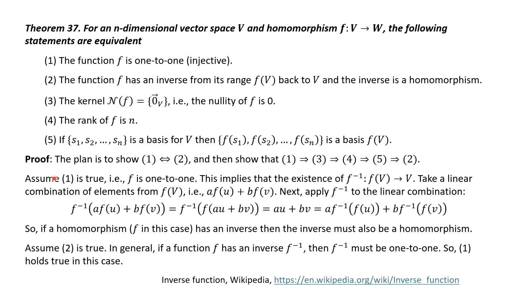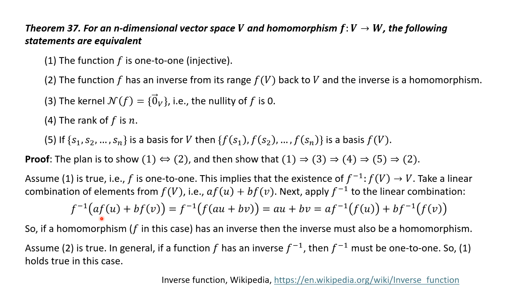So we start by assuming 1 is true. This implies the existence of F inverse, which maps from F of V back to V. Take a linear combination of elements from F of V, this here, and then we apply F inverse to this linear combination.